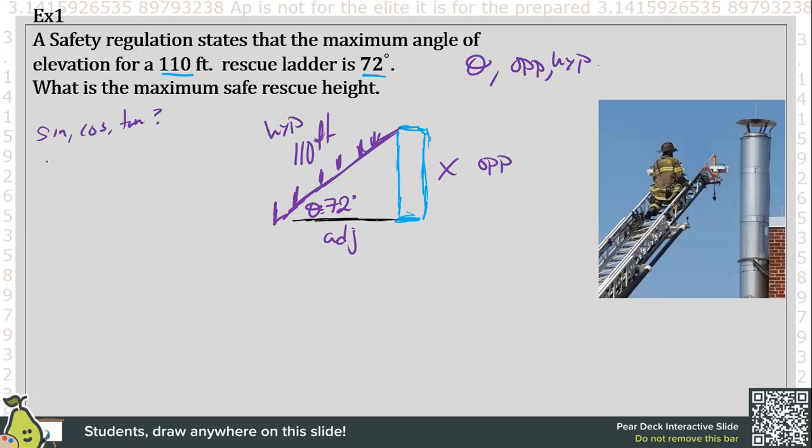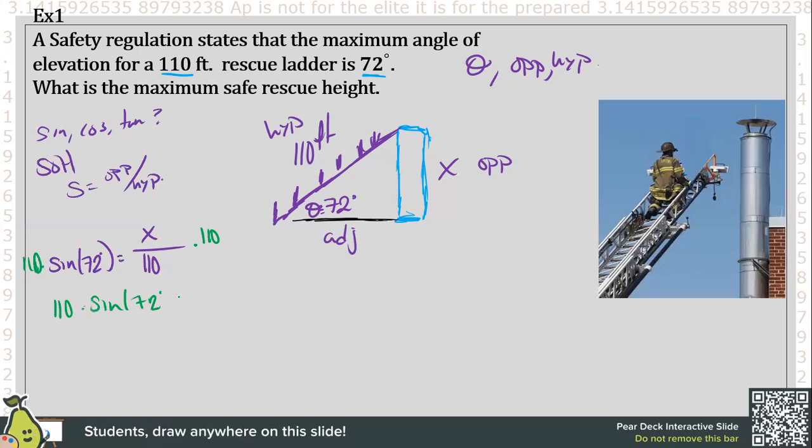Hopefully you said sine, right? Which is sine, opposite over the hypotenuse. So in this scenario, I have sine of 72 degrees is equal to my opposite length, which is my unknown, x, over my hypotenuse, which is 110 feet. So from here, all I have to do is solve for x, so multiplying by 110 on both sides, I get 110 sine of 72 degrees. Keep in mind, guys, your calculator should be in degrees.